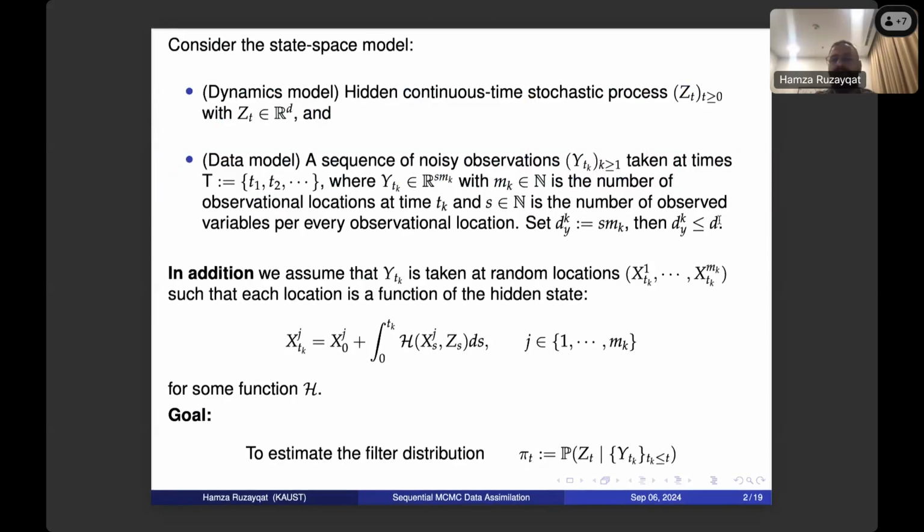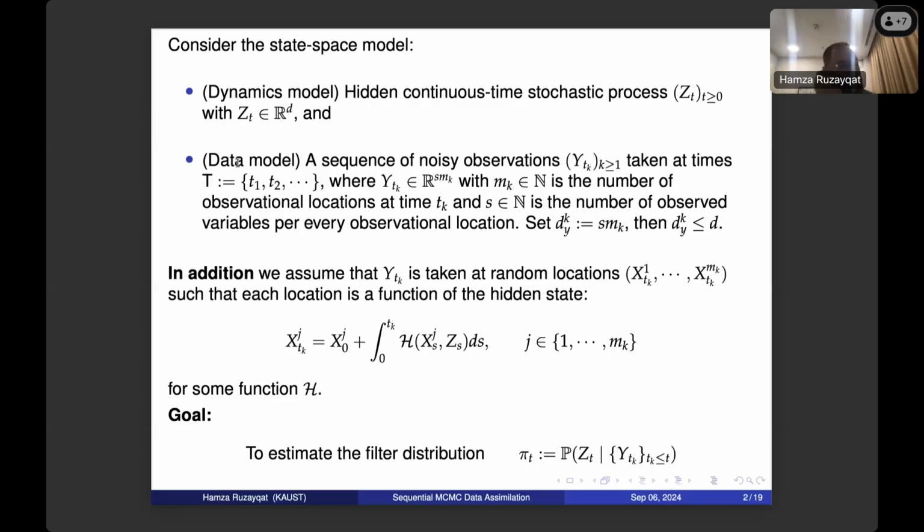I'll start by introducing the state space model. As we know, a state space model consists of two things, the dynamical model and the observations. The dynamical model here is a continuous time stochastic process, Z_t, for t greater than or equal to 0, and each Z_t belongs to R^d, so it lives in d dimensions.